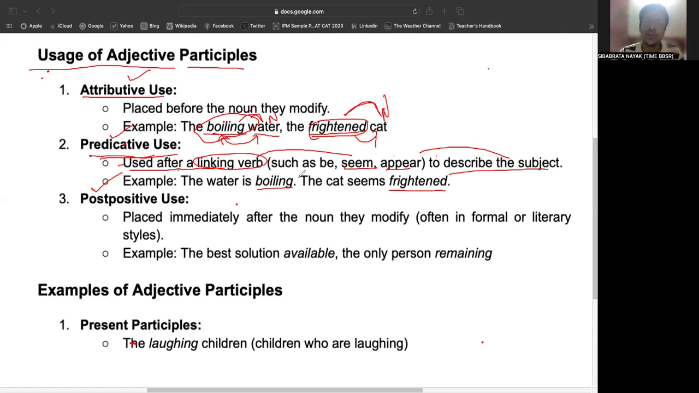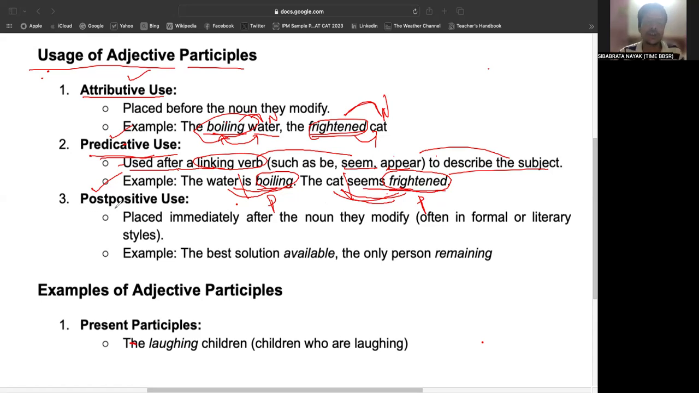Now, what do you find? The word boiling is complementing the subject, the water. The water is being complemented by the word boiling. So what is boiling? The water is boiling. The cat seems frightened. What does the cat seem? The cat appears frightened. Where is it used? It is used in the predicative case, isn't it? Yes, sir. So it is not used immediately before the noun. It is used in the predicative position, but it modifies the subject, the cat. Therefore, it is known as the predicative use or predicative case. Clear my point? Yes, sir.